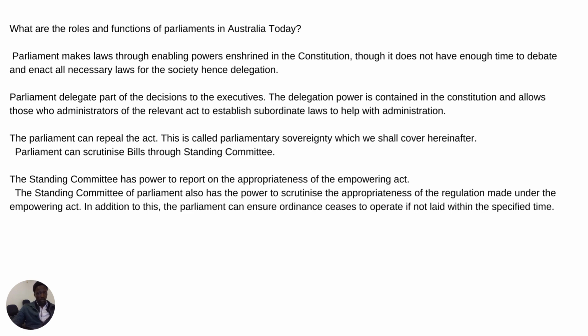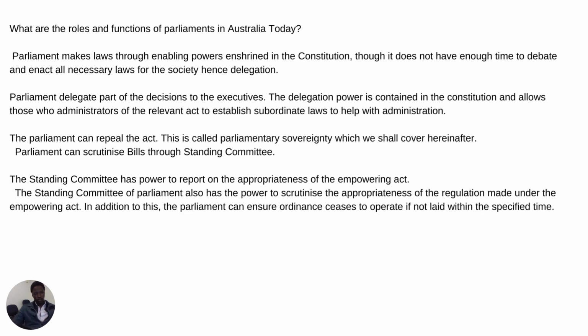The Australian Parliament does not have time to debate all the necessary laws, so it sets aside what is called delegated authority. This is to say that they delegate part of the decision making to the executives. The delegation power is contained in the Australian Constitution and allows the administrators of the relevant acts to establish subordinate laws to help with the administration.